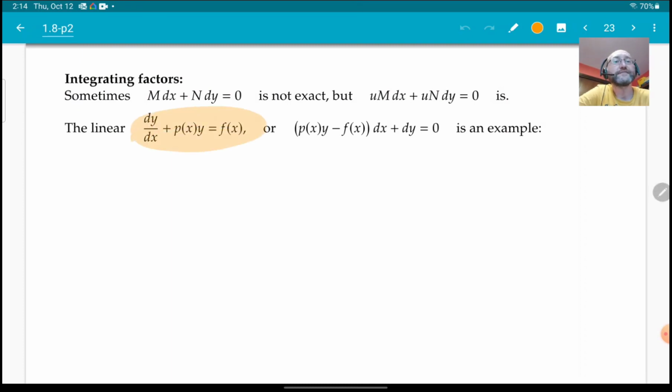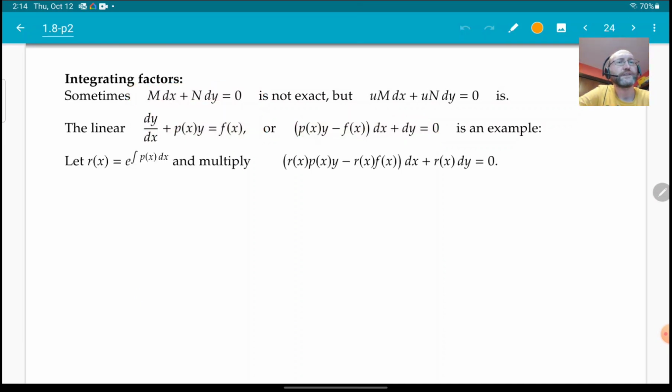So let's take the linear equation in the standard form, the way that we looked at it. It was the derivative of y with respect to x plus p times y is equal to f. And we write it in this form: you multiply by dx and put everything on one side. So we have M is this, N is 1. Now, if you let r be the integrating factor, and you multiply everything by this r, you get this equation.